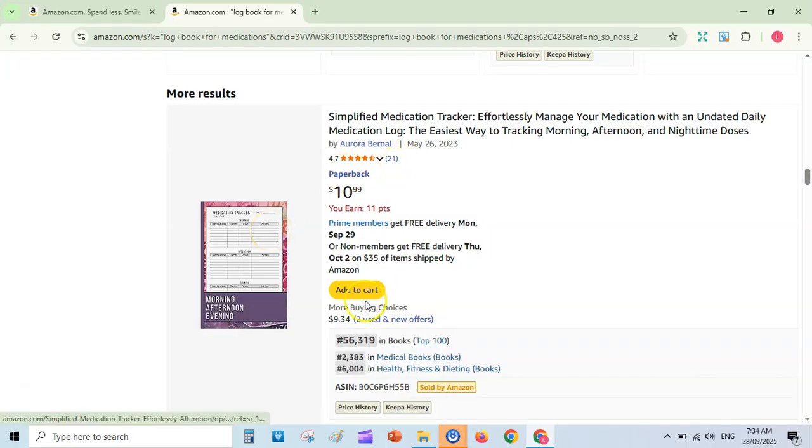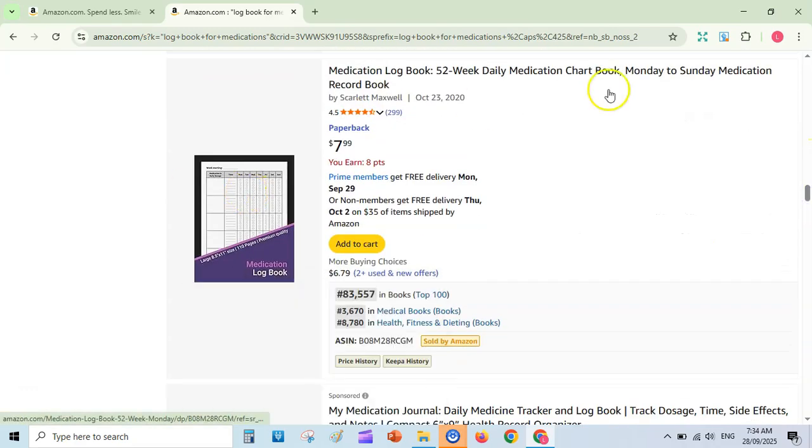They are organically ranking 56,000. They are selling very well. A couple of copies a day. They are also selling independently published. They have high review count.